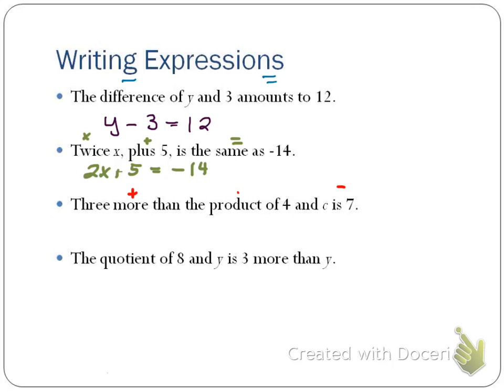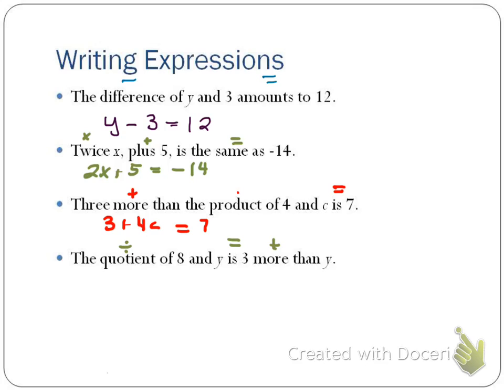Our third one says 3 more than would be addition. The product of 4 and c, product is multiplication, is 7. And is that equal? So we're going to have 3 plus 4c, because 4c is the same as saying 4 times c, equals 7. Okay, this last one's a little confusing, and I'll kind of explain why.